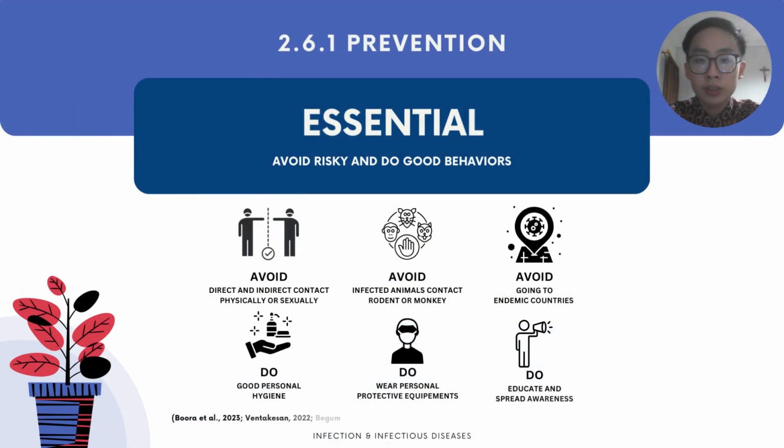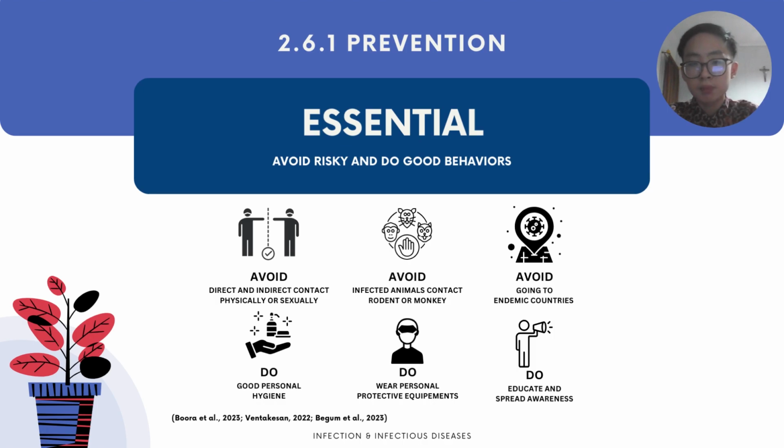Now we are going to talk about the prevention of monkeypox. They're similar to many kinds of prevention for other infectious diseases, because monkeypox virus can spread from person to person through body fluids such as saliva, urine, feces, semen, and also skin-to-skin contact through rashes.